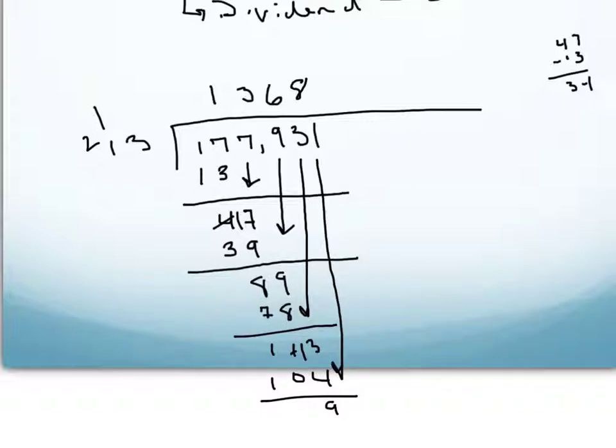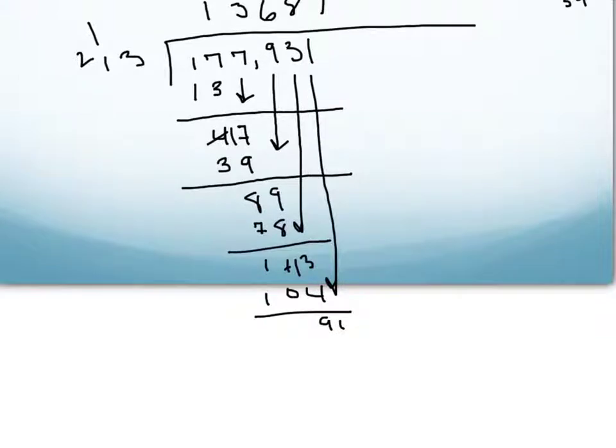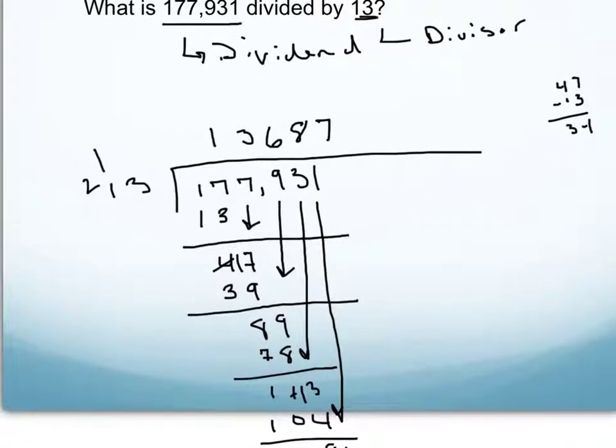Bring down the 1. So we're left with one last step, and we ask ourselves, how many times does 13 go into 91? And 13 actually goes into 91 7 times, and 13 times 7 is actually 91. So we take the difference, which means there is no remainder, and the quotient of this problem is 13,687.